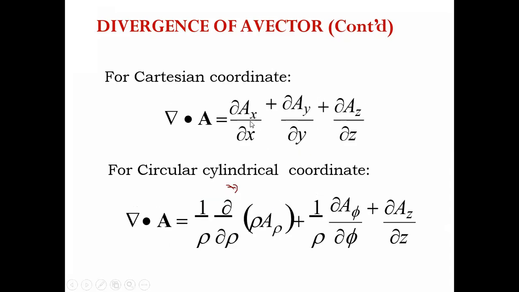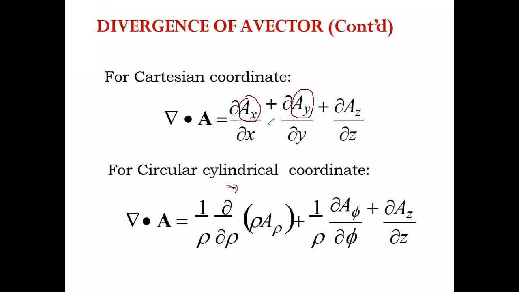This is the derivation. The main thing is this one. Del dot A is the partial derivative of Ax. Please be very, very careful. Not the whole A, only the x component of A is to be differentiated with respect to x. Only the y component of A is differentiated with respect to y, and only the z component of A is differentiated with respect to z. Are you getting my point? Is it clear to you?